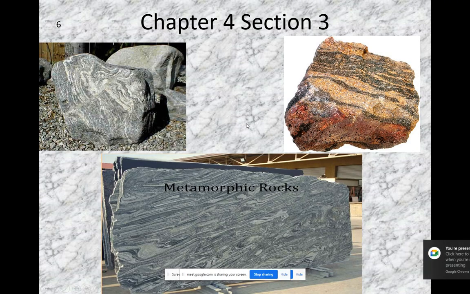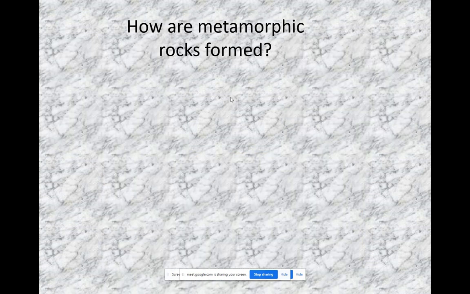All right. So, chapter 4, section 3, metamorphic rocks. You can see these cool swirling patterns, or this banding that they call it. These are different things that are specific to metamorphic rocks. And we see marble in the background. That's one special metamorphic rock. Now, how do we form these metamorphic rocks? Well, there is a specific way, and hopefully you learned about it the other day.